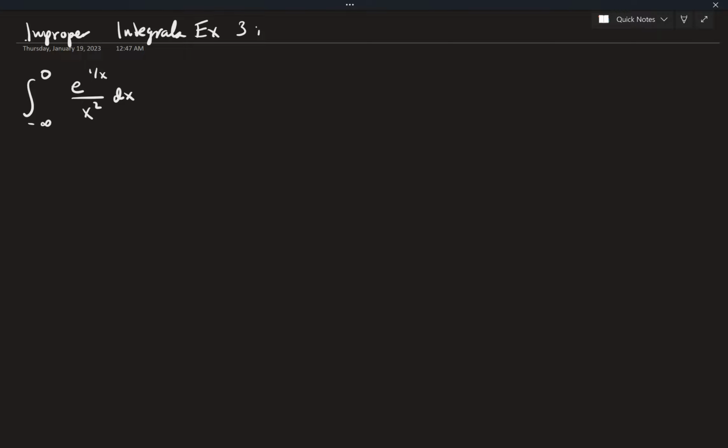So here's example 3 of improper integrals. Have the integral from negative infinity to 0 of e to the 1 over x squared. The one thing I will notice is that I have a negative infinity here that I have to take care of. That's improper. But also, 0 becomes an issue here, because if I plug in 0 in there, I end up dividing by 0. So I have to take care of that too.